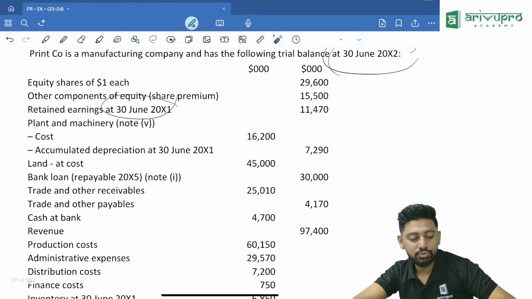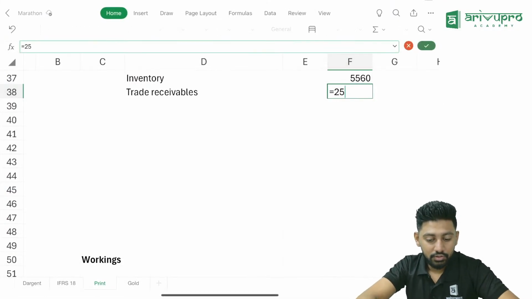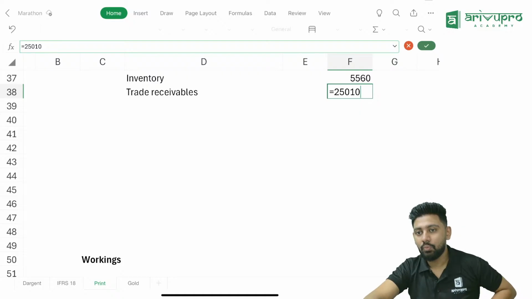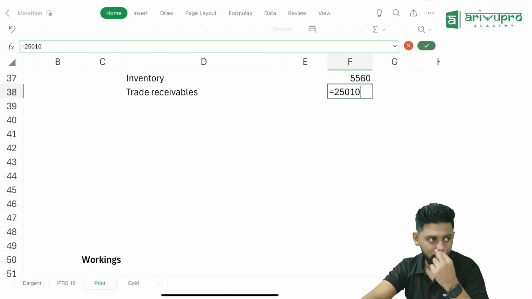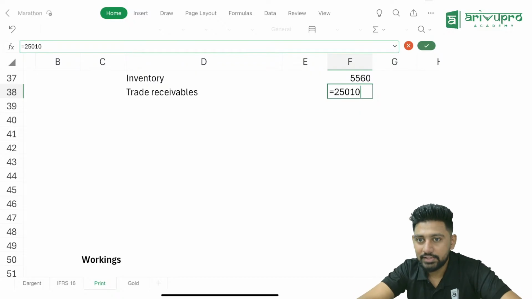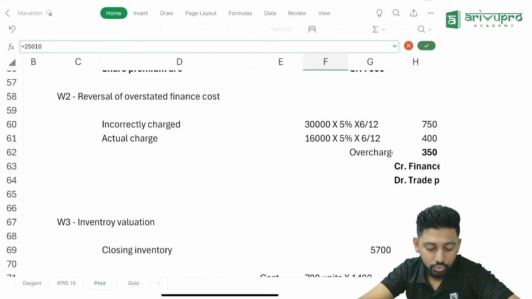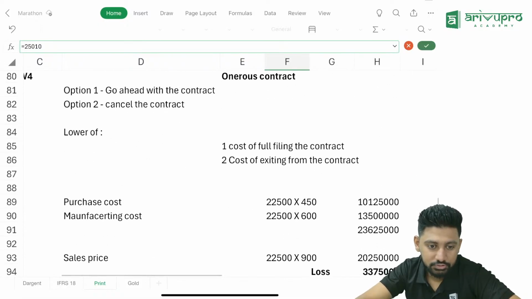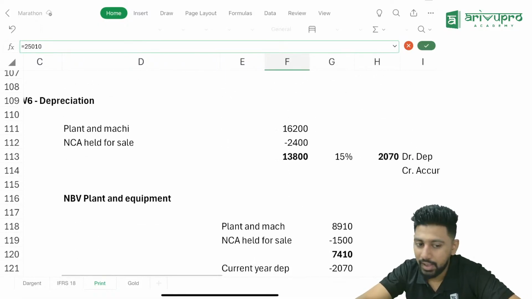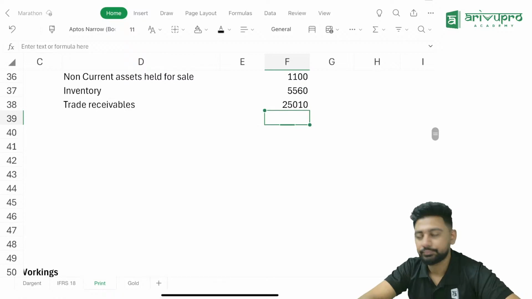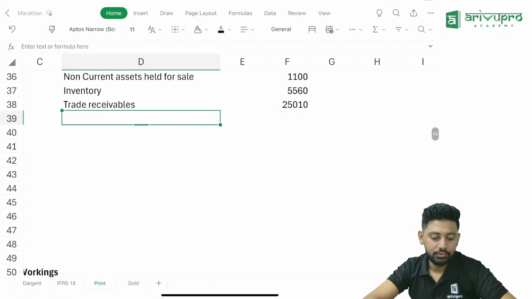Did we make any adjustments to it? No. 2510. Well, that will not go there. That is a payable. That's out. So anything else? Any bad debts? No, I don't remember any bad debts. So that's out. 2510. That's it.